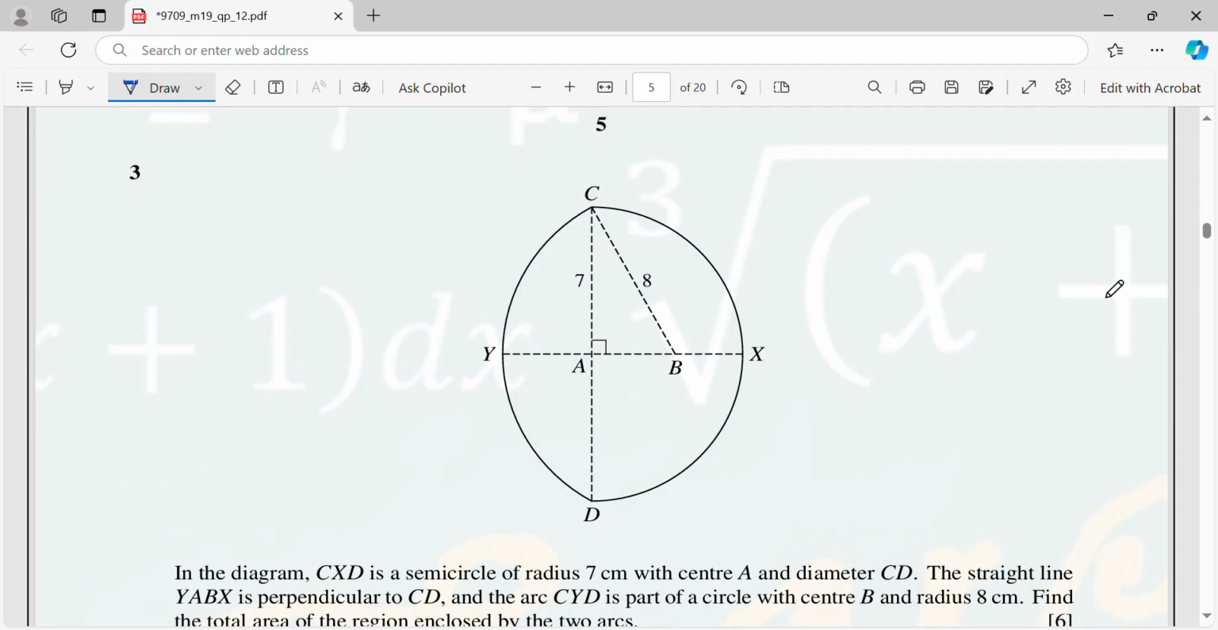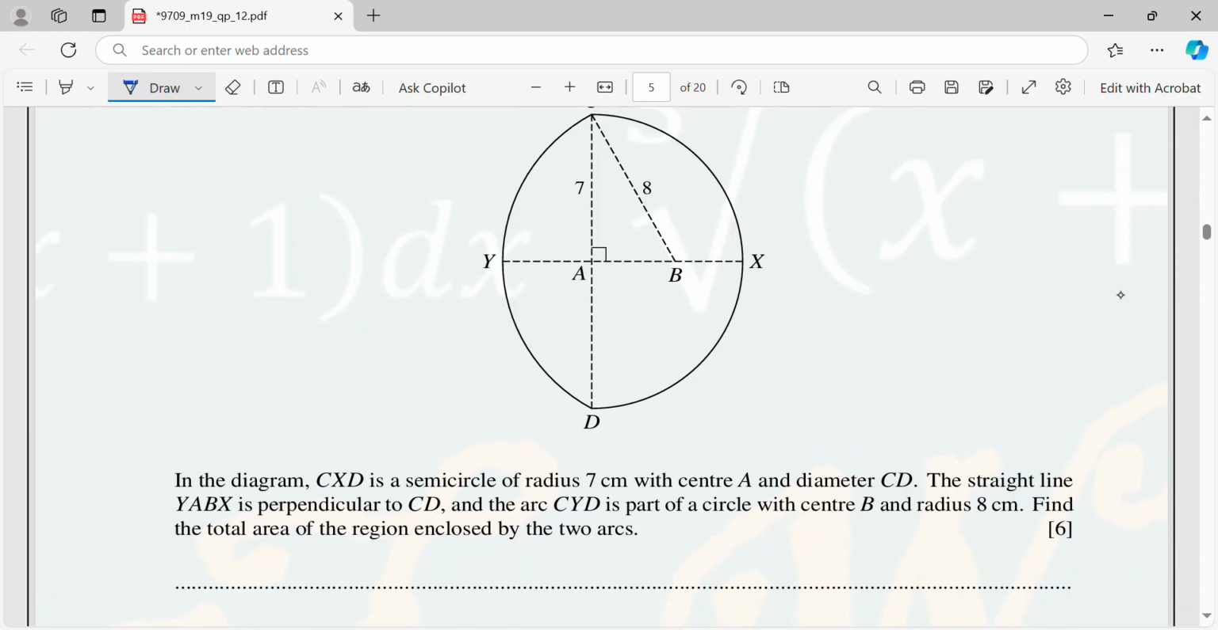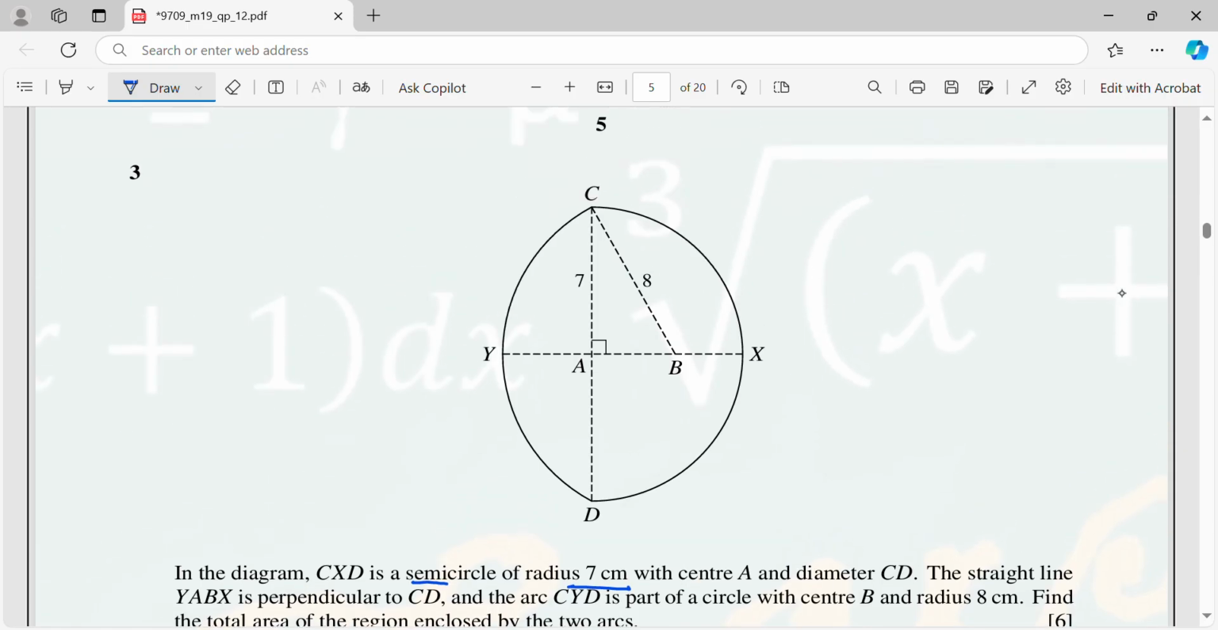Question number 3. In the diagram, CXD is a semicircle of radius 7. So CXD is here. This is the semicircle, radius 7 with center A. So this is the center A. That means CA is 7. Then AD is 7. Now, this is the semicircle.